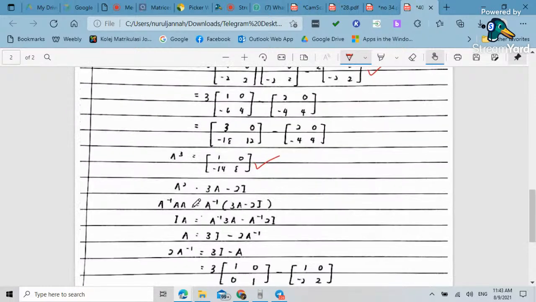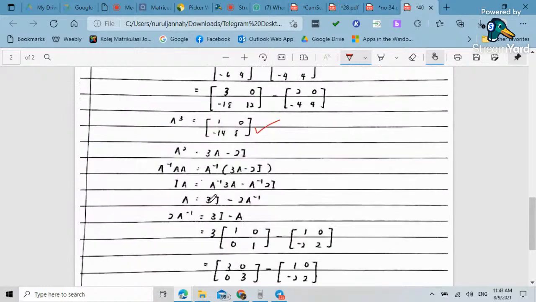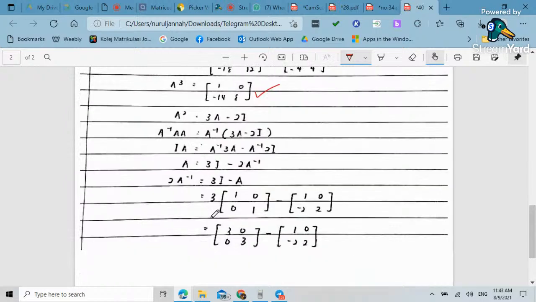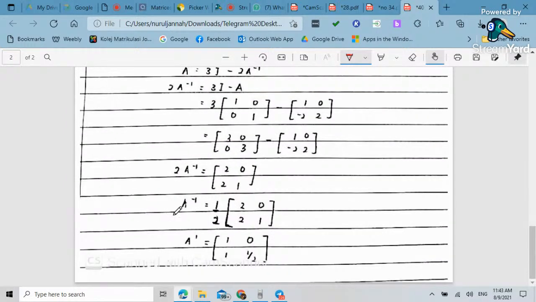So for A inverse, you need to multiply the equation with A inverse. Okay, so the left hand side you will have A only, and the right hand side you will have 3I minus 2A inverse, and then you rearrange so that A inverse will be single at the left hand side, and then you substitute the matrix A, and then you will get the inverse. Okay, good. So this is the right method to answer this kind of question.